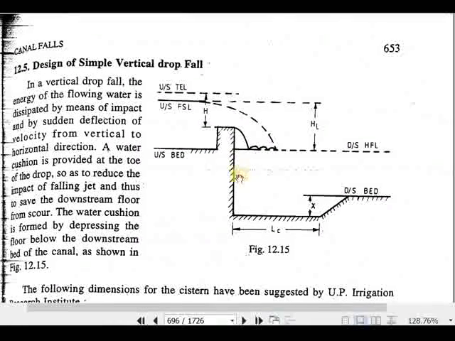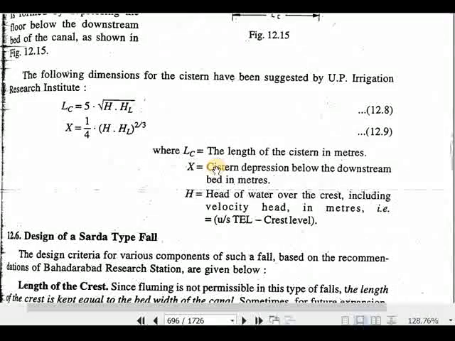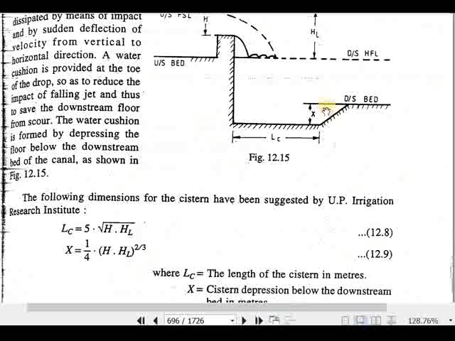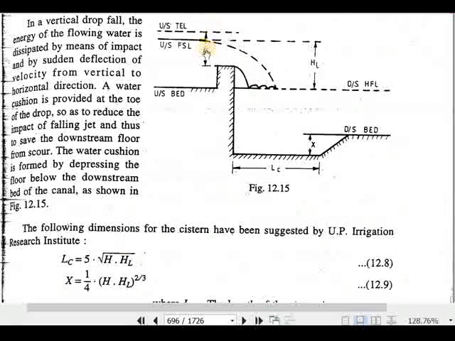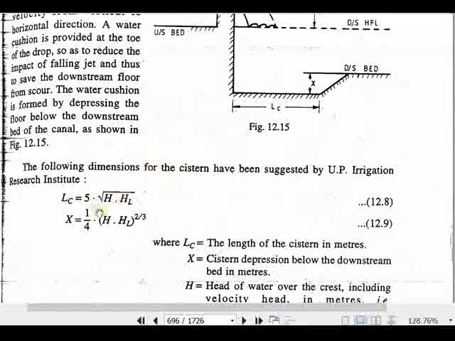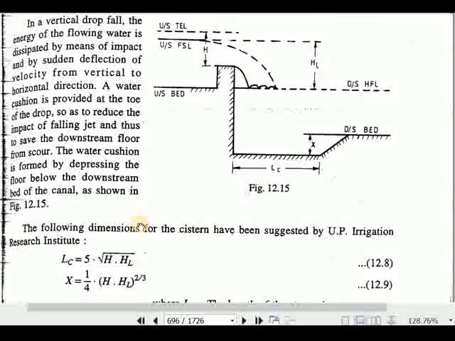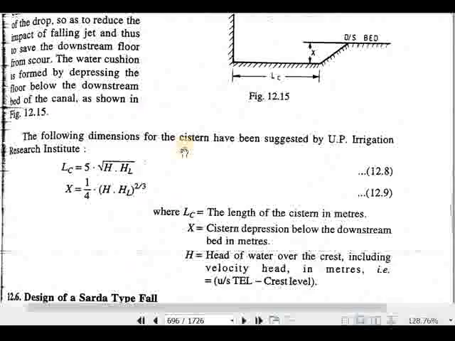So next is the design of a simple vertical drop fall. You can also see two simple equations, for what is LC and what is X. X is equal to H into HL, where H is the head of water over the crest and HL is the head loss, the water level difference at upstream and downstream, or you can say the total energy line difference. Now, what is LC? 5 times the square root of H and HL. And what is X? This height will be equal to 1 by 4 of H into HL raised to the power 2 by 3. So this is the simple design of a vertical drop fall.